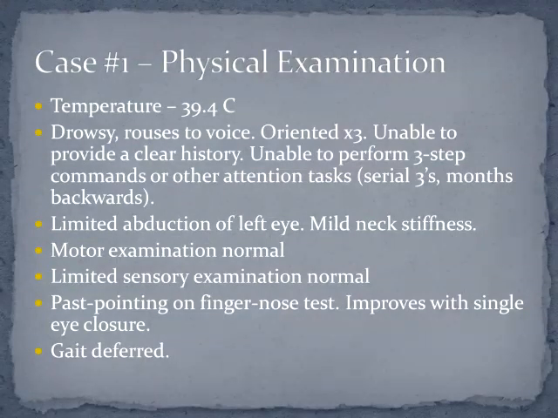In terms of the remainder of his examination, the one finding was that he had limited abduction of the left eye, as well as meningismus. The remainder of the motor exam was normal. His sensory examination was limited due to participation, but otherwise normal. There was some past pointing on finger-nose testing, and that improved when he closed one of his eyes, so presumably it was secondary to the diplopia. Gait was not assessed initially.